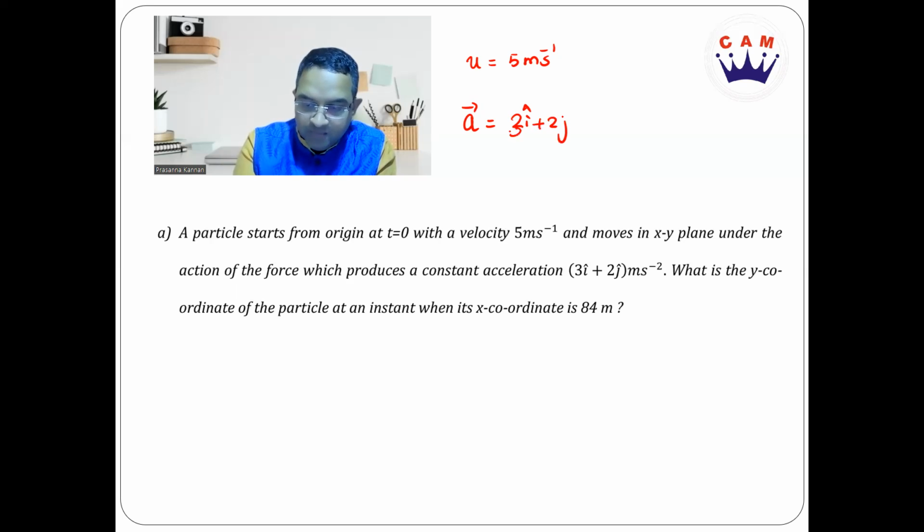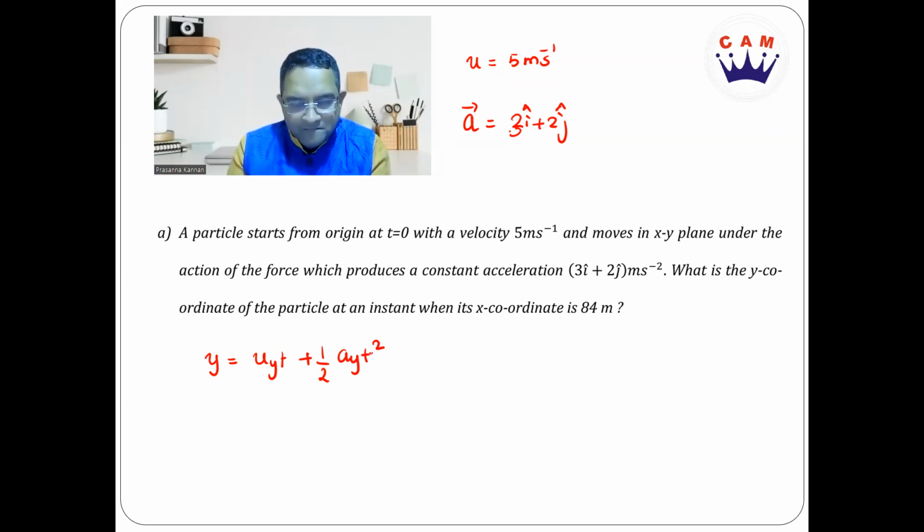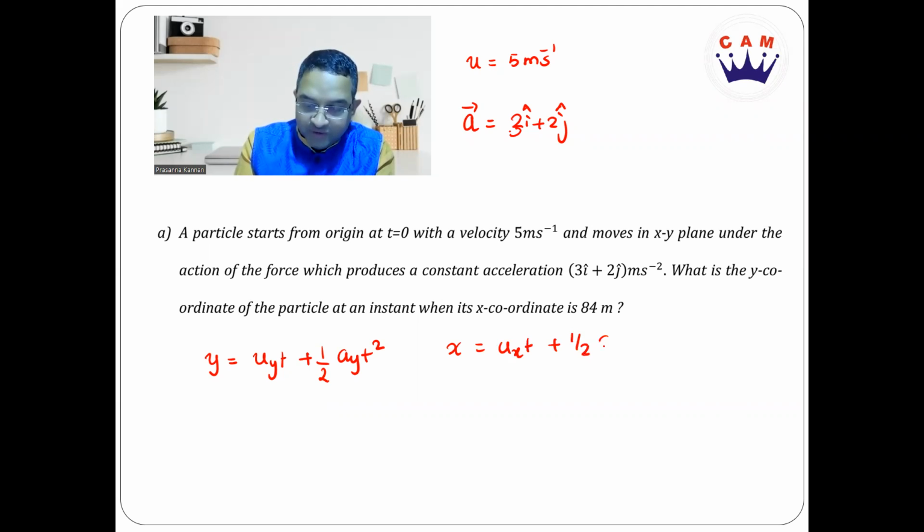The acceleration is (3i + 2j) meter per second square. What is the y coordinate of the particle when the x coordinate is 84 meters? So what is y equal to? Uy into t plus half ay into t square, correct? Yes, sir. And what is your x equal to? Ux into t plus half ax into t square.